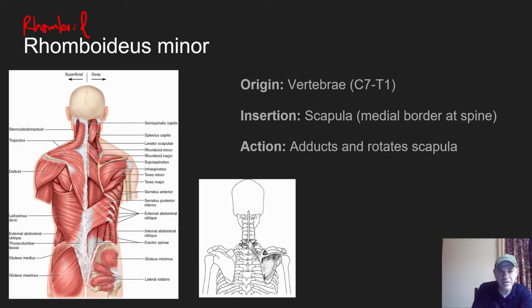And again, it's deep. We have to remove the trapezius, and so the origin is vertebrae, higher up though, so we're in the cervical 7 and thoracic 1, and around this area right here, and that's the origin. And the insertion is going to be the scapula, and that's going to be the medial border, right where the spine is. So here's the spine right here, and that's our attachment there. So really more like the superior portion of the medial border of the scapula. And so when this one contracts, again, we're going to be pulling on the scapula inward, so that's going to adduct the scapula, and it can also rotate the scapula as well.